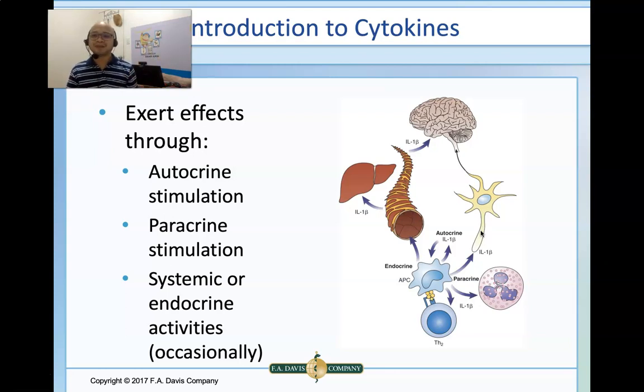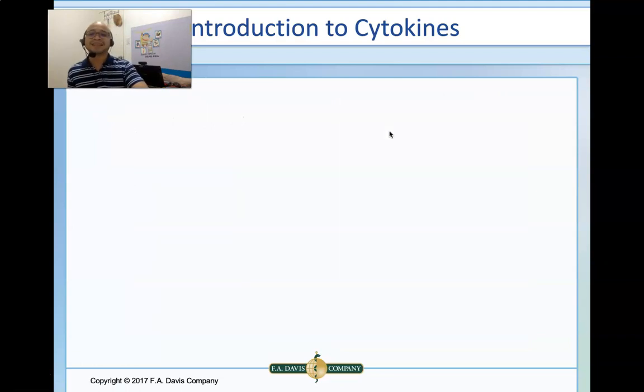Okay, so the other one is systemic or the endocrine function. For the systemic or endocrine function, the cytokine travels through blood vessels to distant cells. As you can see here, interleukin 1 beta stimulates acute phase protein production in the liver and also fever induction in the hypothalamus via the blood vessel. Okay, so that's what you call the endocrine activity.